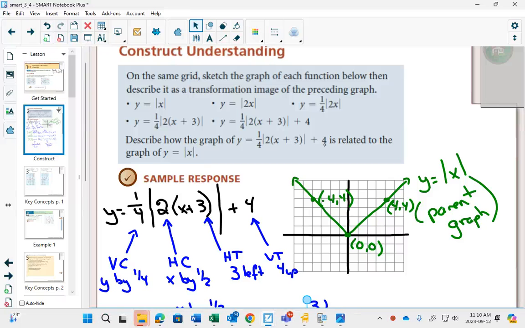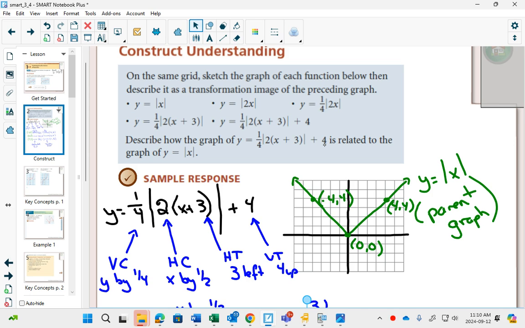Constructing the understanding, they wanted you to graph a whole bunch of things. That's going to make your graph really busy and take us a lot of time. We could do this horizontal compression and graph it. We could do a horizontal compression and a vertical compression and graph it. But what we're going to do is develop a strategy so that we can do all of these things all at once and combine them together.